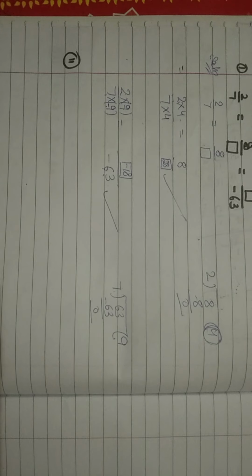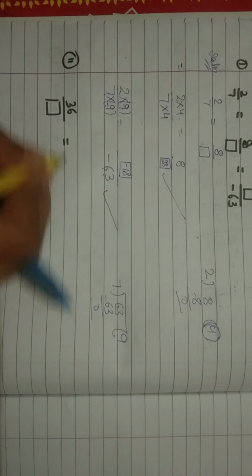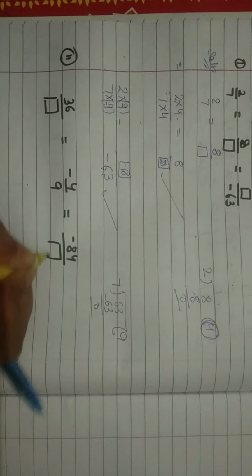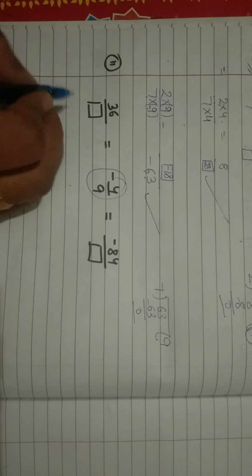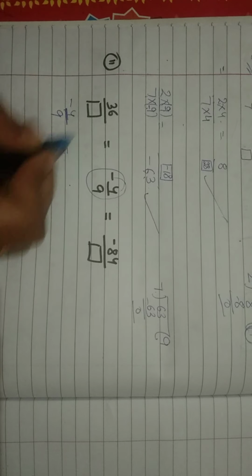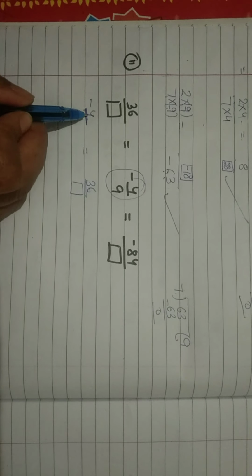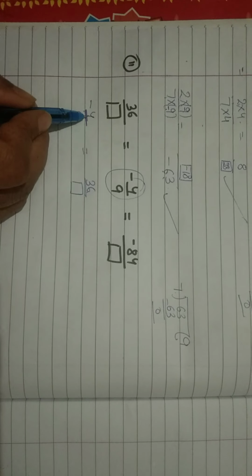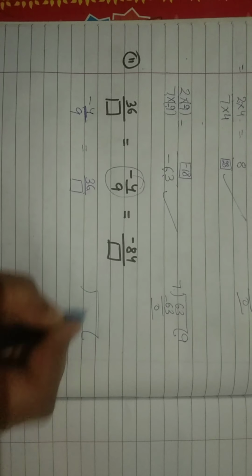Now let us see the second part. It is 36 upon dash is equal to minus 4 upon 9 is equal to minus 84 upon again dash. So this number is given with the numerator and the denominator. We will just take this number minus 4 upon 9. First we will take 36 upon unknown number. Now see, over here it is minus 4. We are getting 36. That means 4 will be multiplied with some number so that it will become equal to 36.